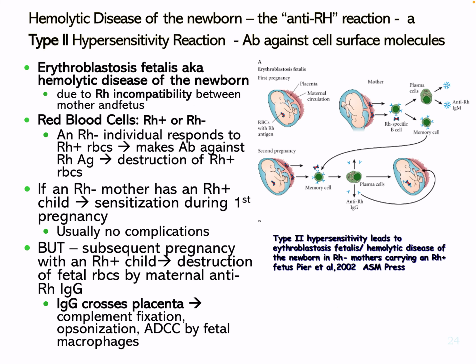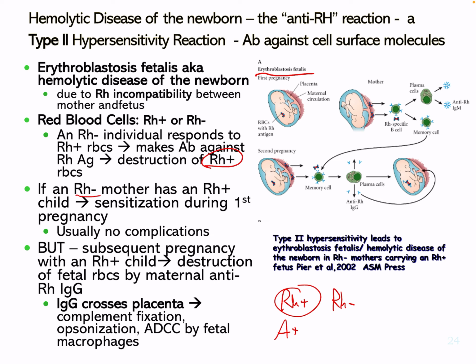Another example is hemolytic disease of the newborn, erythroblastosis fetalis, where there's an anti-Rh reaction against the fetus. Erythroblastosis fetalis, or hemolytic disease of the newborn, occurs due to Rh incompatibility between the mother and fetus. Remember, we have Rh positive and Rh negative. So if someone says they're A positive, they're Rh positive. Red blood cells can be Rh negative or Rh positive. In hemolytic disease, an Rh negative individual responds to Rh positive red blood cells and makes antibodies against the Rh antigen, and this results in destruction of the Rh positive cells.